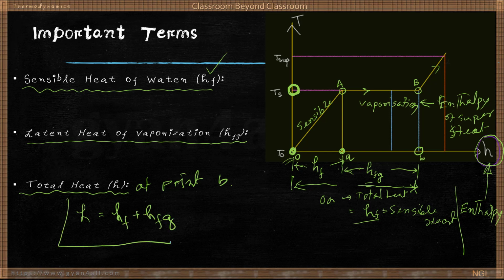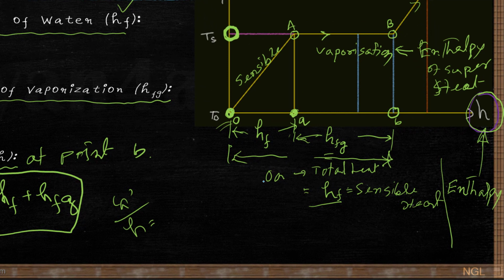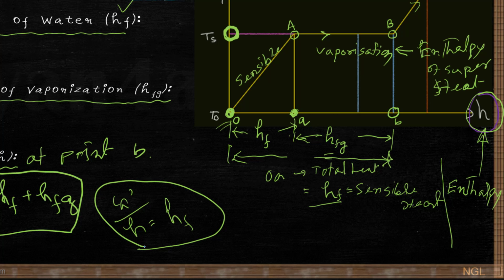So what is total heat? When I say total heat, that means from 0 degree centigrade to any point. Now someone tell me, what is the total heat at point small a? H equal to what? Sir, HF. Yes, very good. That is HF, measured from 0. Now at point B dash, suppose this is point B dash. Now you tell me, what will be the total heat at point B dash?